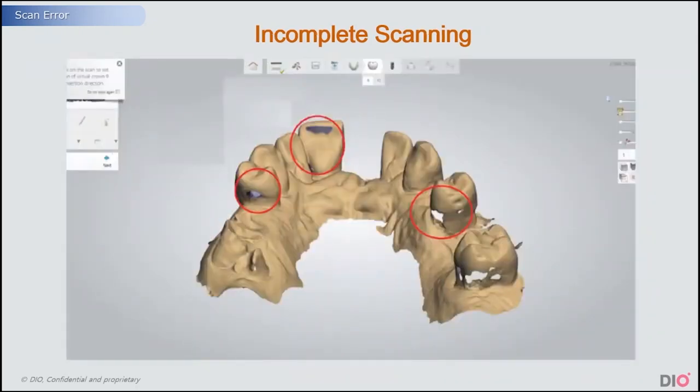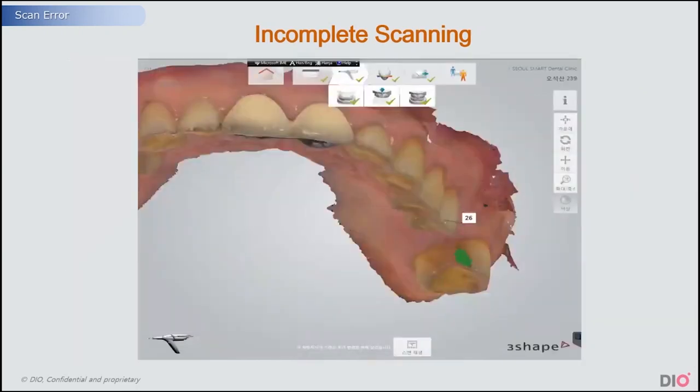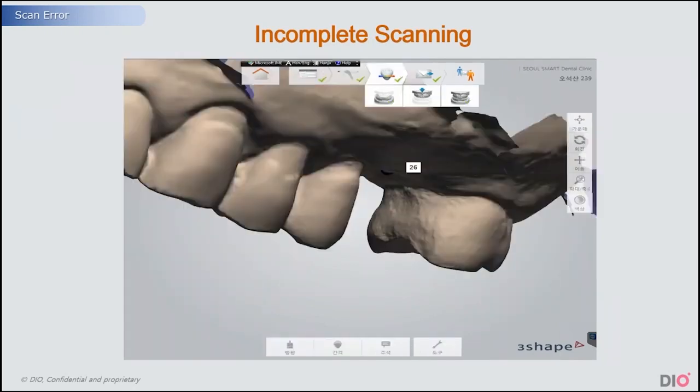Another incomplete scanning case. Guide design cannot be proceeded because the scanning information of the tooth adjacent to the implant placement position is missing. Let's study in more detail the problems that arise when scanning is not enough. The green area on the mesial side of tooth number 27 indicates that scanning is missing. 3Shape Trios has a function to automatically fill this part. But look at the next slide. What happened?